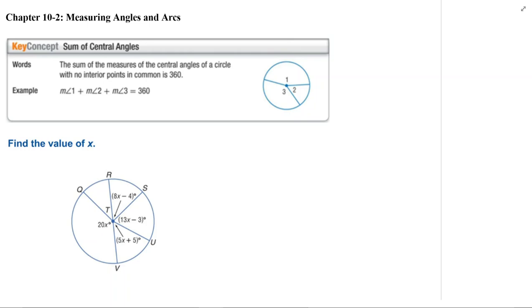Chapter 10.2, Measuring Angles and Arcs. If we sum all the central angles, and looking at the picture we're given, angle 1, angle 2, and angle 3 are central angles. If we sum them all, it will equal 360.